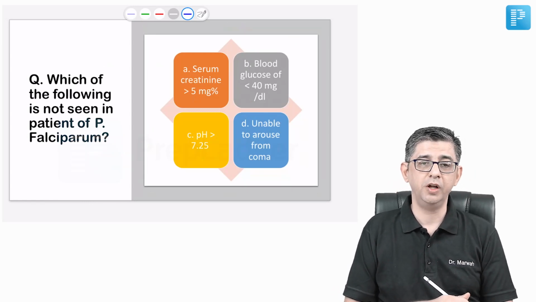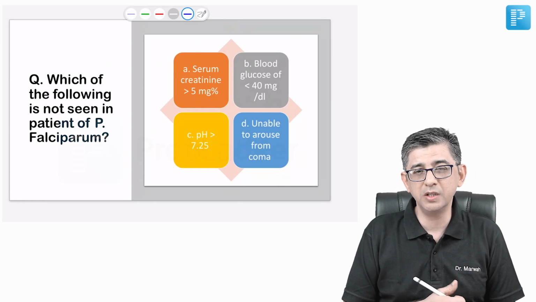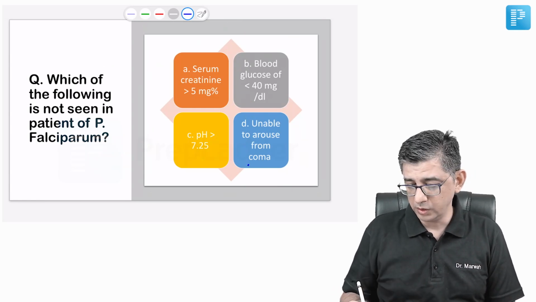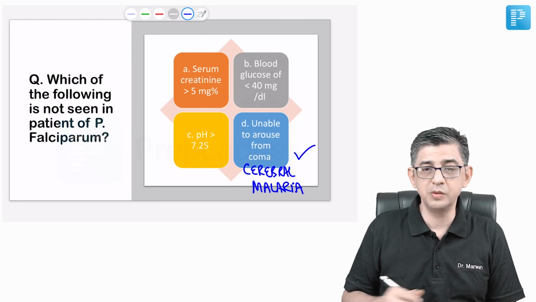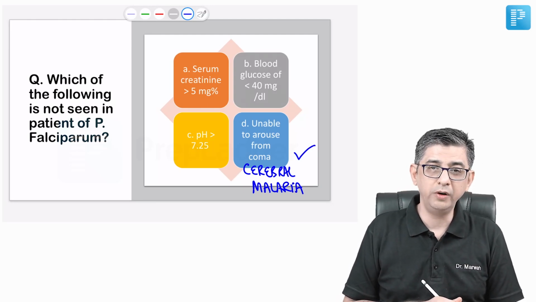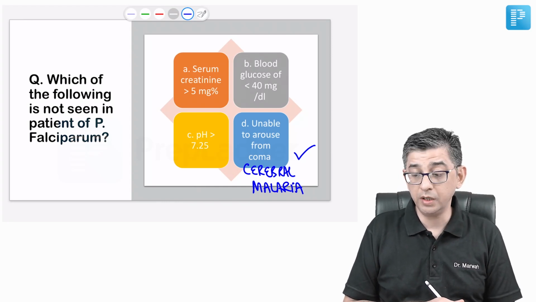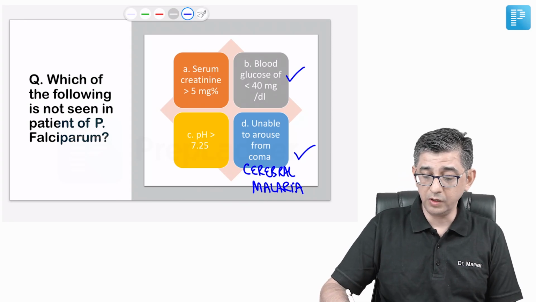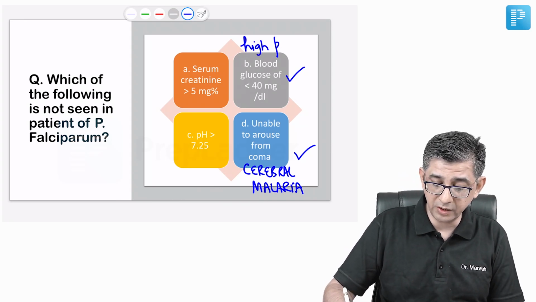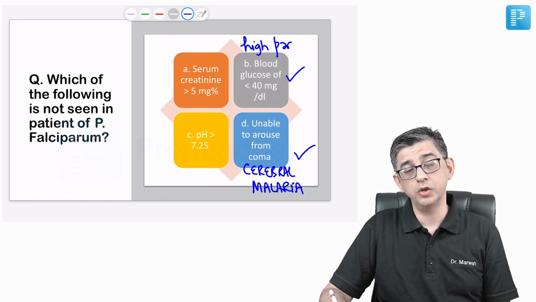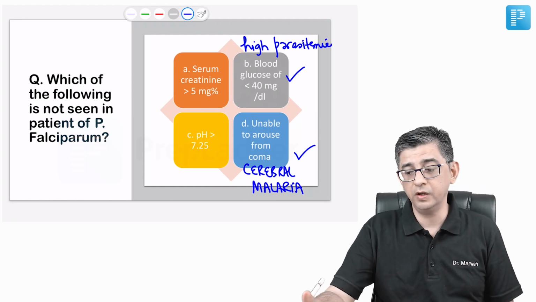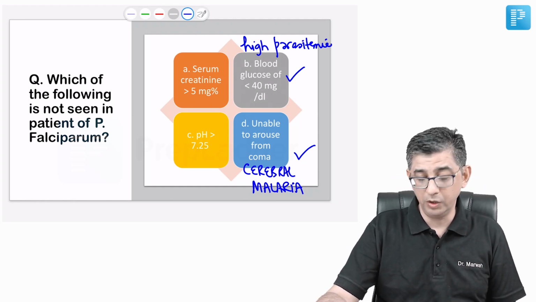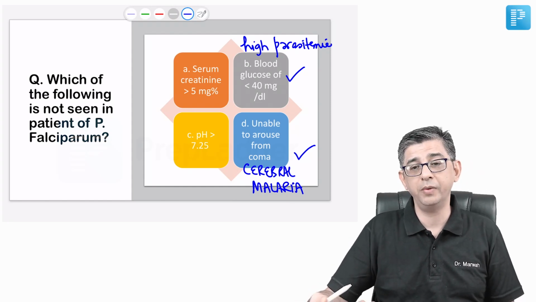The next question said, which of the following is not seen in a patient of Plasmodium falciparum? It will cause cerebral malaria. So in any patient having cerebral malaria, there is a high possibility that he'll go into coma and thereby he will not be arousable. This makes sense. One of the important reasons of death in these patients is hypoglycemia. Why hypoglycemia is dangerous is because of the high parasitemia. These parasites are inside the RBCs, so they will consume more sugar. Therefore we always give antimalarial drugs along with 10% dextrose, because hypoglycemia in these patients indicates high parasitemia.